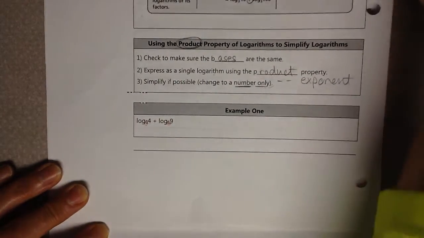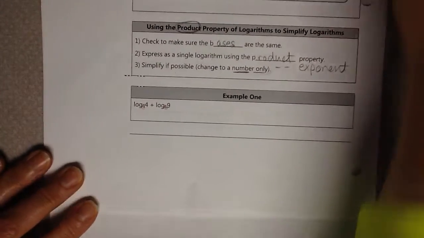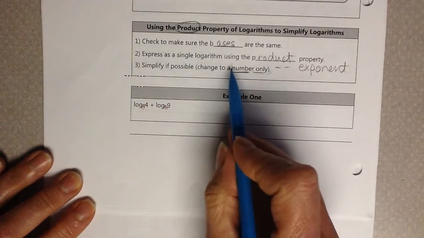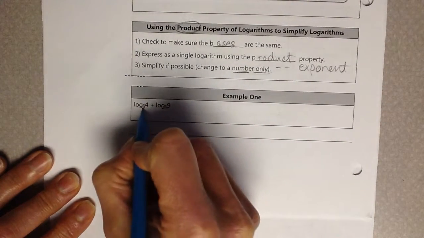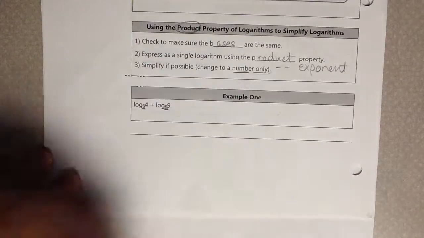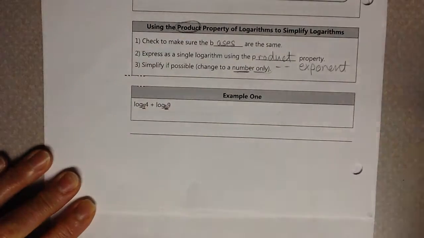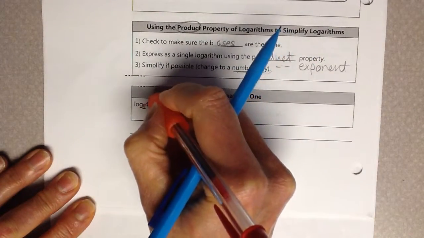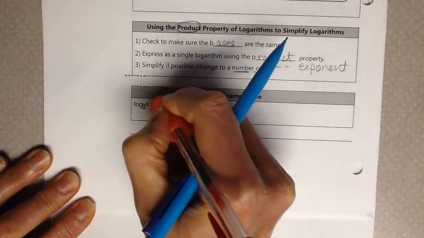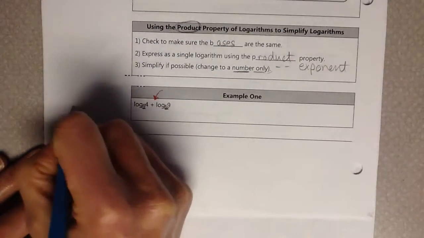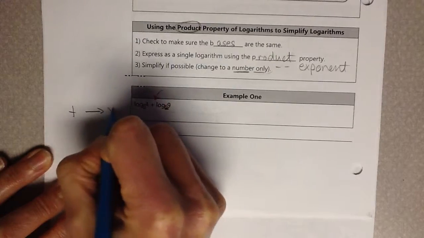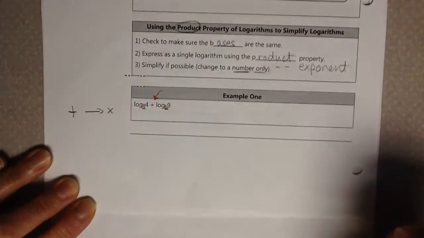Okay, so here's our first example. Very first thing, number 1 says to check to make sure your bases are the same. And again, the bases are in the basement. We have a 6 here and we have a 6 here. Then we pay attention to what sign is in between. It's an addition sign, so that means addition goes to multiplication when we write it as a single logarithm.